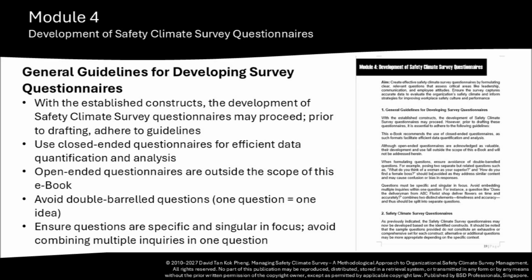Multiple inquiries should not be combined into a single question. For example, asking whether a deliveryman delivers flowers on time and accurately includes two separate aspects, timeliness and accuracy. These should be split into two individual questions to obtain clearer and more reliable responses. By following these guidelines, survey questionnaires can be designed to produce more accurate, valid, and meaningful data.